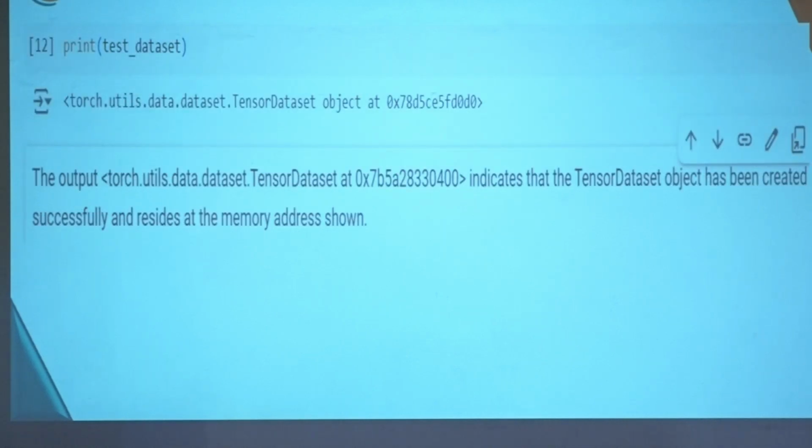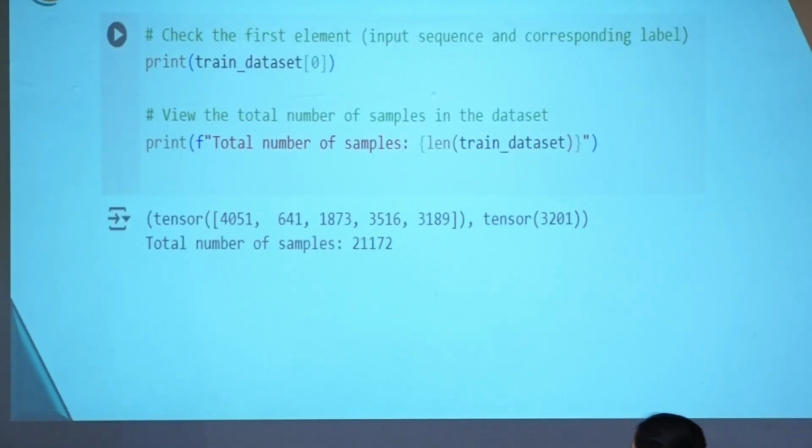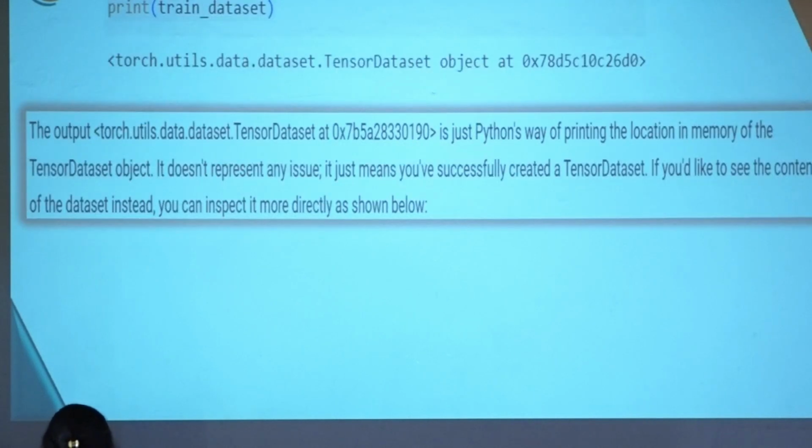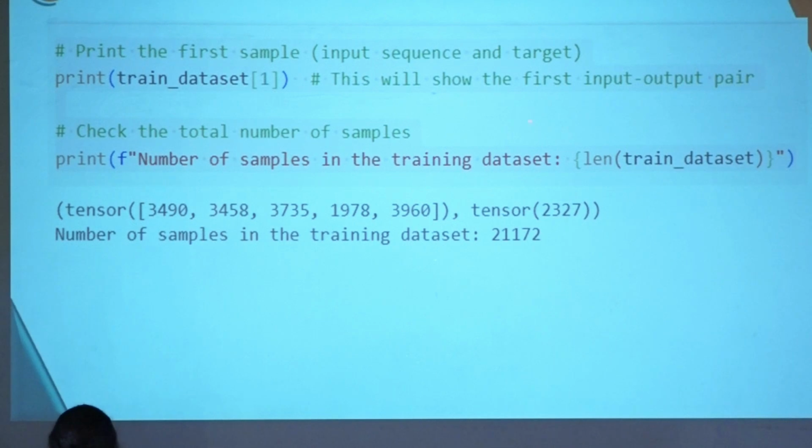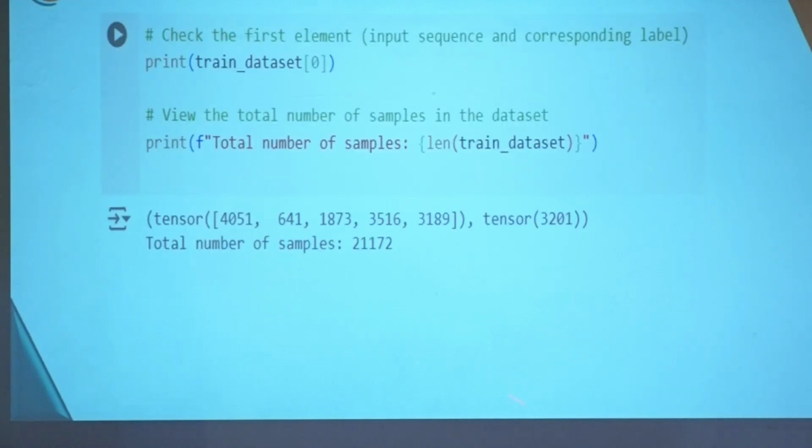Now, the same goes with printing the test dataset. If you want to access it, you are able to. Now, the total number of samples in testing and training, you can figure it out. Training dataset, how many samples? 21,172. So, there are 21,172 training samples. For testing you will have fewer because you are just giving 20% of the data.